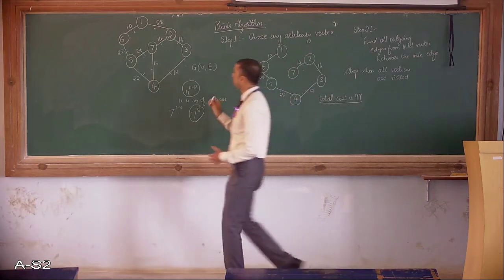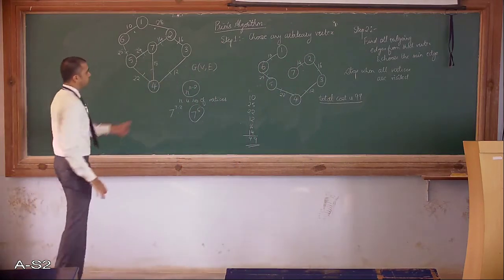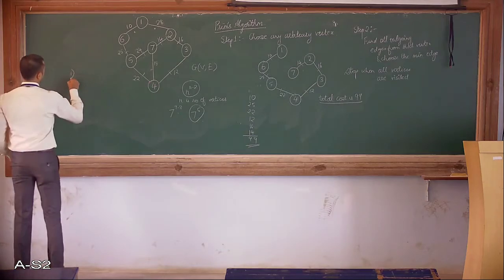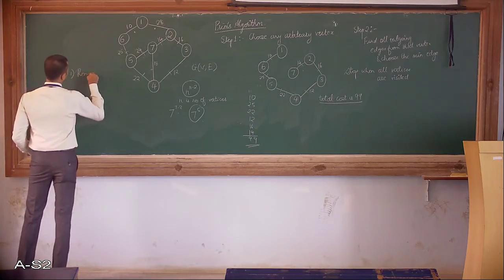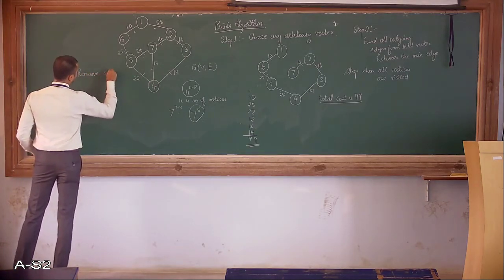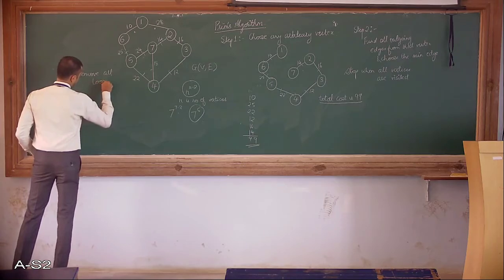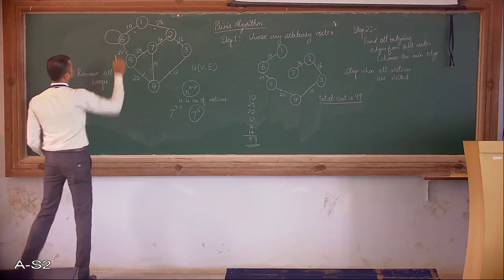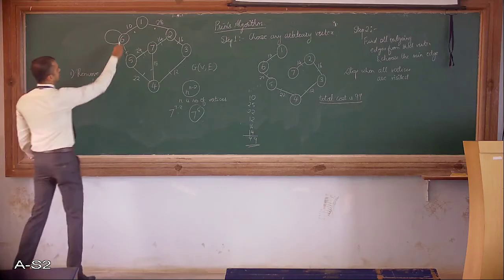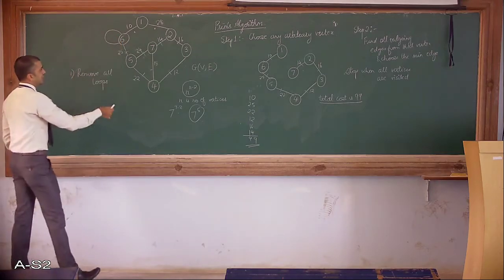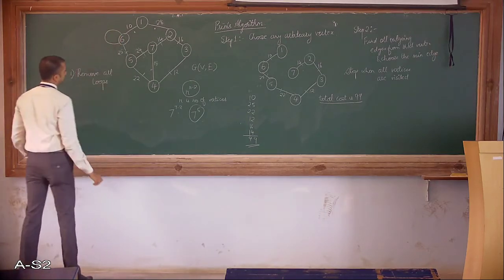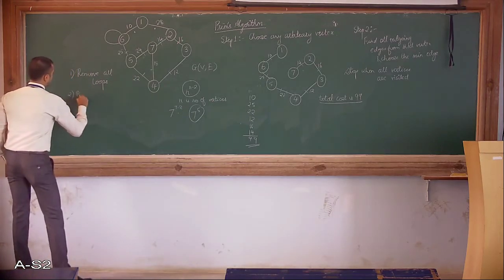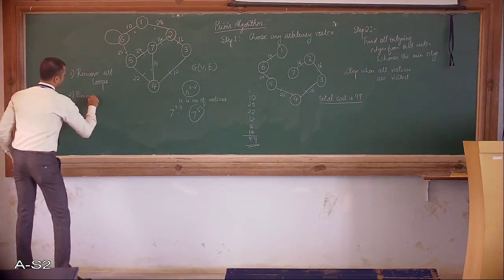There's one more thing that you need to consider before beginning with this method. First, you need to remove or eliminate all loops from the graph. I cannot have a graph which has loops like this, 6 to 6. If there is an edge like this, please remove it. If there is a parallel edge, we also need to remove parallel edges.